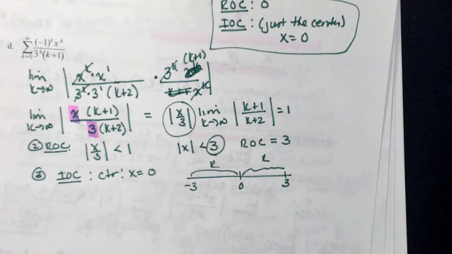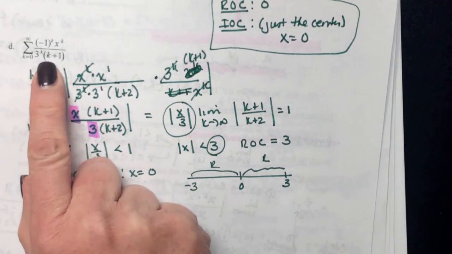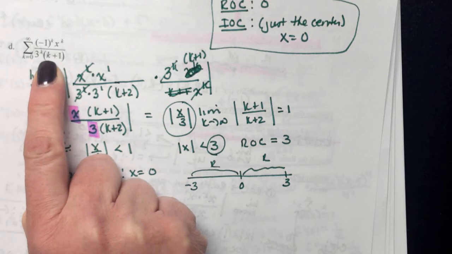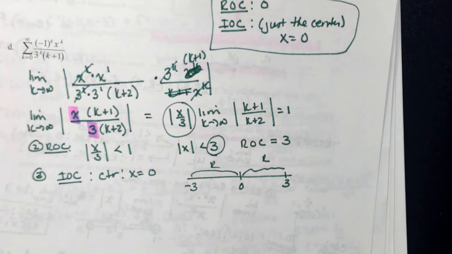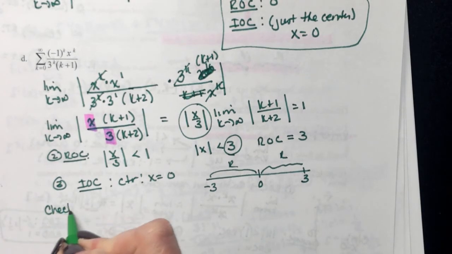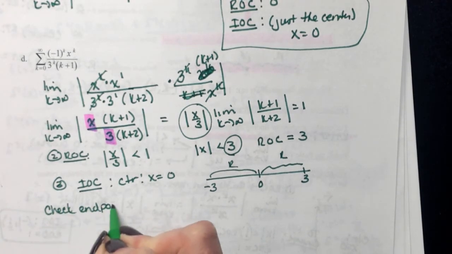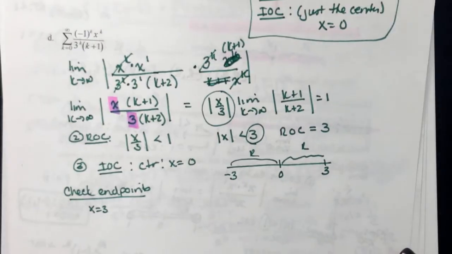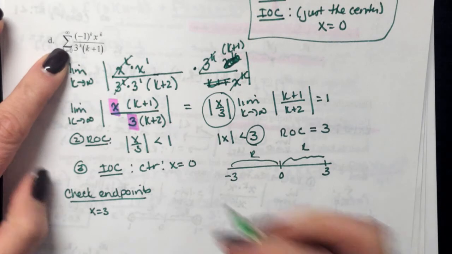Plug 3 and -3 back into your original function, your series, in order to figure out what's happening, going back to all our convergence or divergence tests. So let's check x equals 3. When I check x equals 3, I'm simply going to take 3 and plug it back into my series for x.